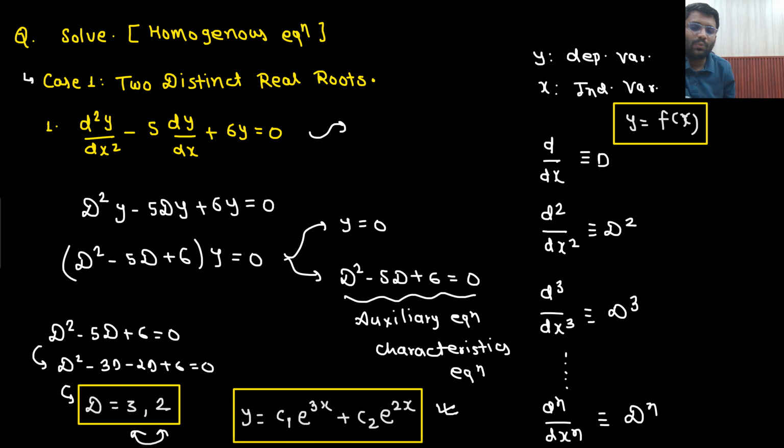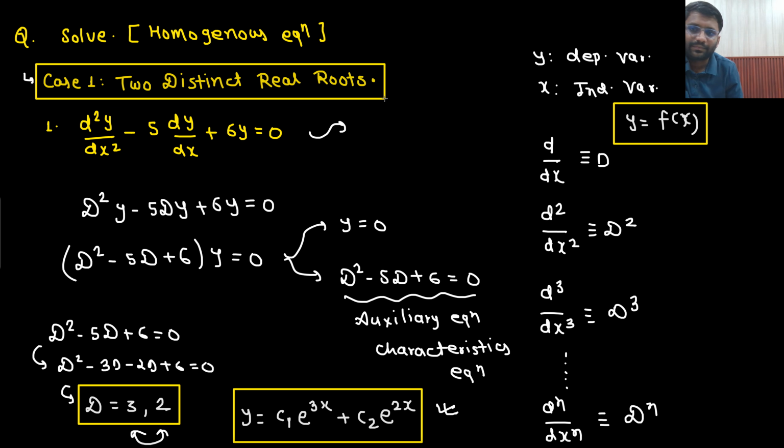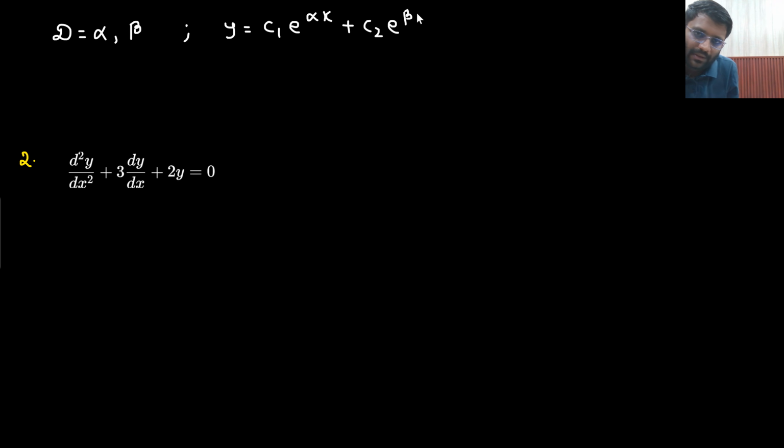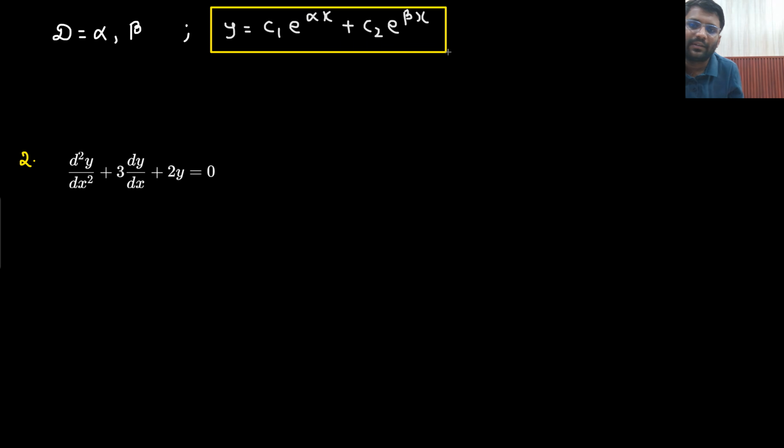Case 1 was two distinct real roots. The roots are real and they are different as well. This was the first case. The solution is simply c1 e to the power 3x plus c2 e to the power 2x. Basically, if your roots are alpha, beta, then your solution y would be written as c1 e to the power alpha x plus c2 e to the power beta x. There you go. Now what if, sir, the roots are alpha, beta, gamma?